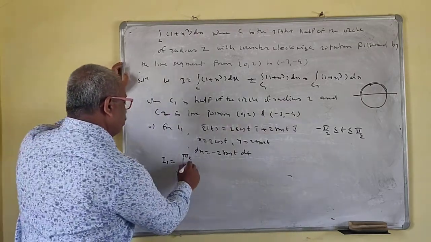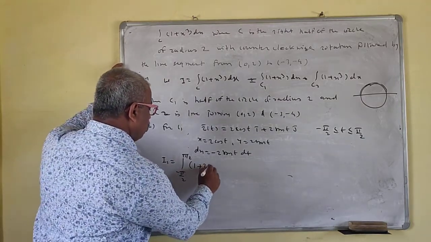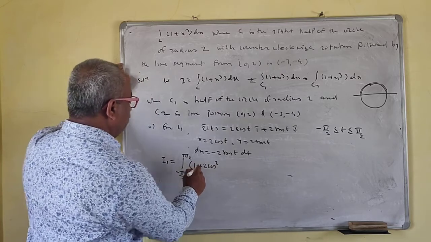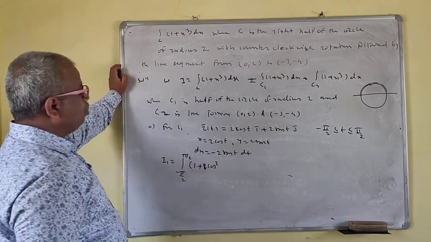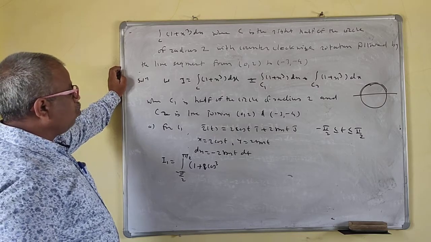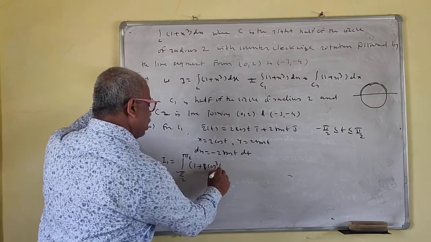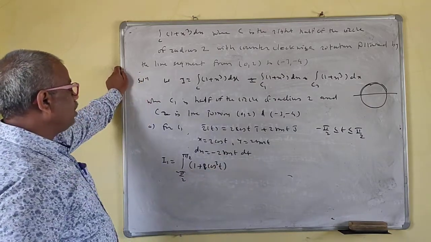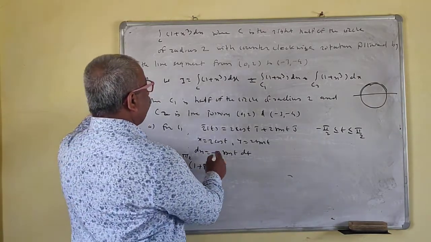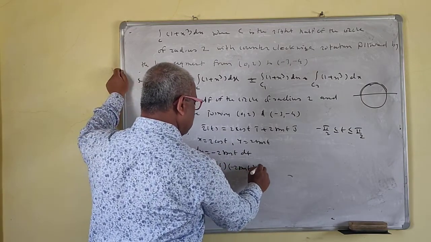1 plus x cube, your x is what? 2 cos t. No, x cube means 8 now here. 2 cube you have to take. X is equal to 2 cos t. So x cube is equal to what? 8 cos cube t now. So what is your dx then? Only you want dx. This is minus 2 sin t dt only.